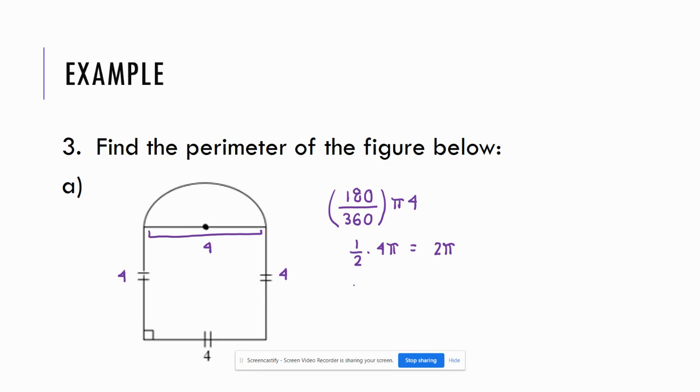Once again, I do not want to include all 4 sides of that square. The only sides I include are the sides that are not connected. There are 3 of them. When I add those pieces together, we get 12. So combine those 2 pieces, 2 pi plus 12. Those cannot be combined any further. They're not like terms. This would be the perimeter of my figure.